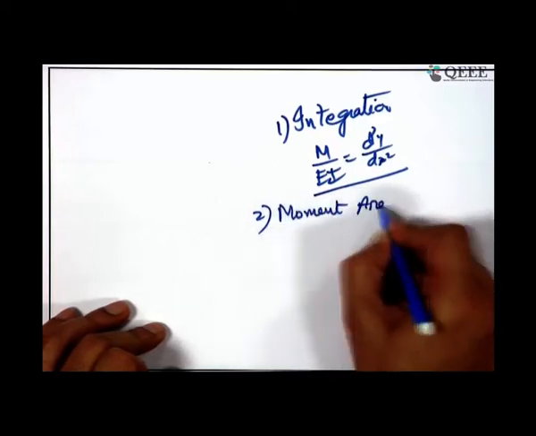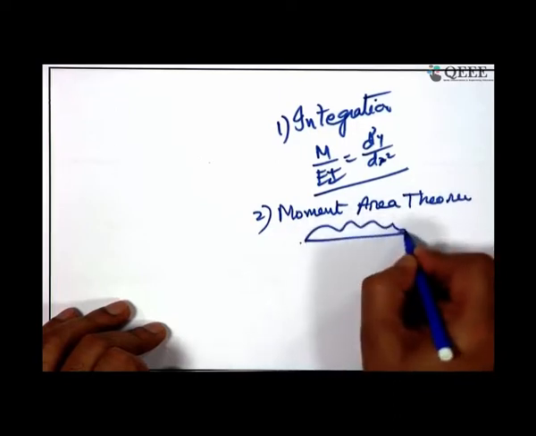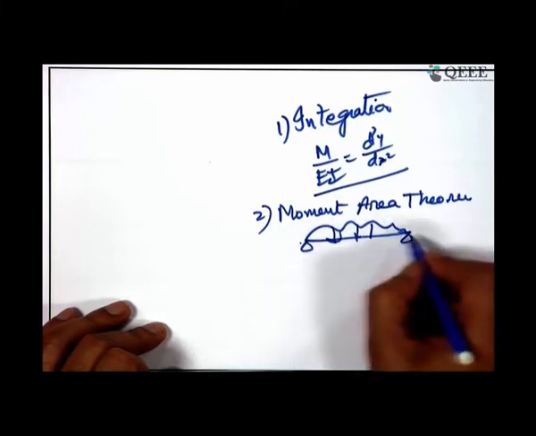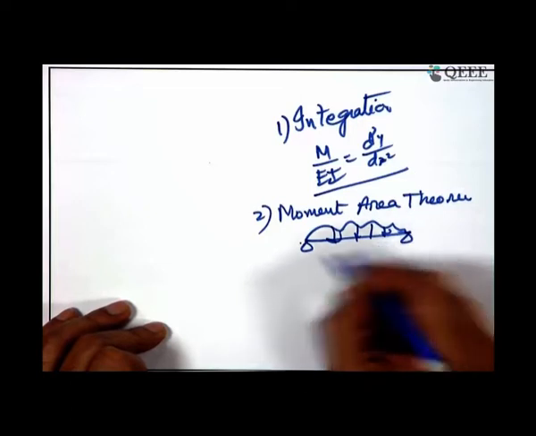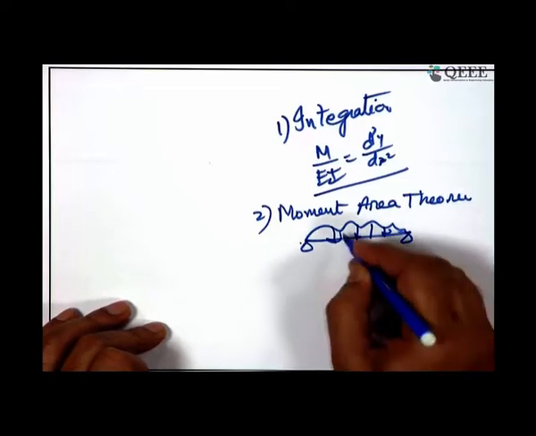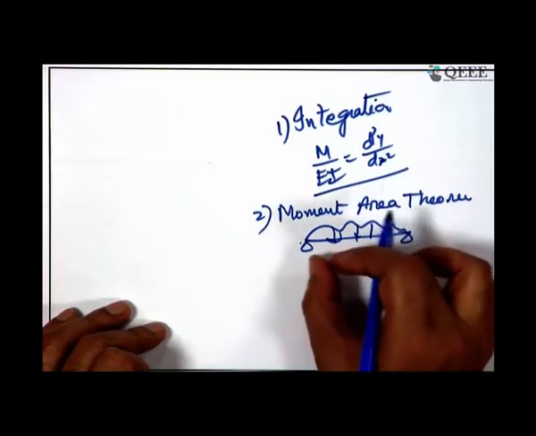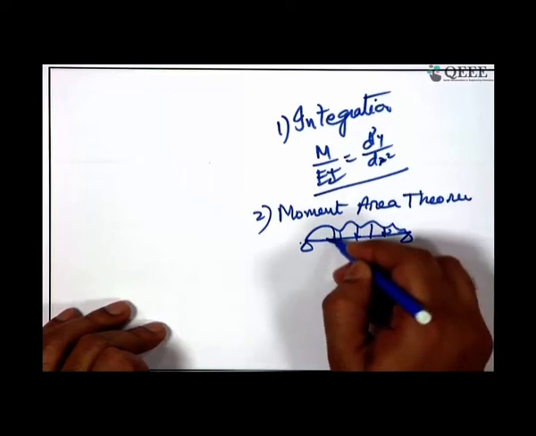Moment area theorems mean that if I draw the M by EI diagram for a beam, and if I load the beam with the M by EI diagram, then the slopes and deflections we can easily find out from the load under the curve and also the moment of that load about some point in between 2 points.